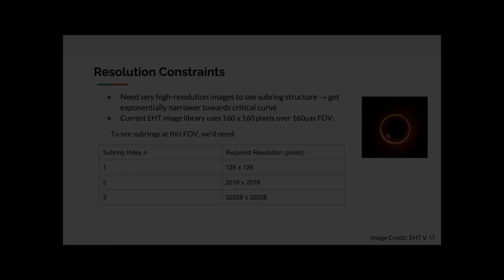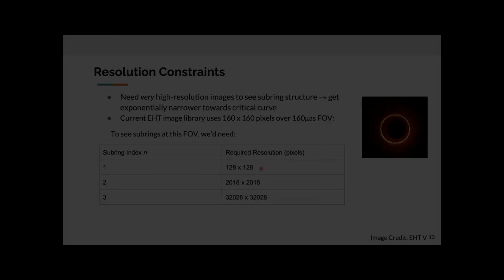Now, this particular image is a bit blurry, as we can see, and in fact, it's only good enough resolution to see the n=1 subring. If we fix a 160 microarc second field of view, then to see the subrings of this image, we need 128 by 128 pixels to see the n=1 subring, which this image does quite well. It's 160 by 160, so that's more than sufficient.